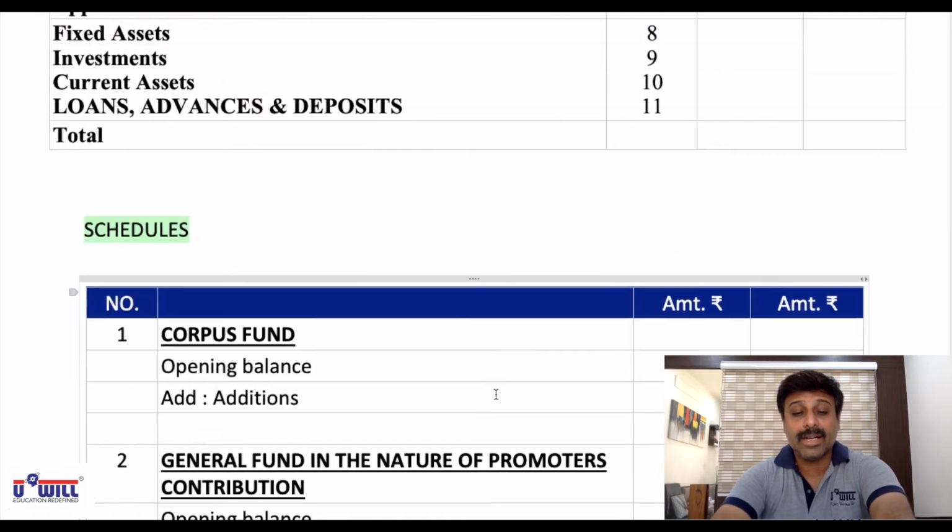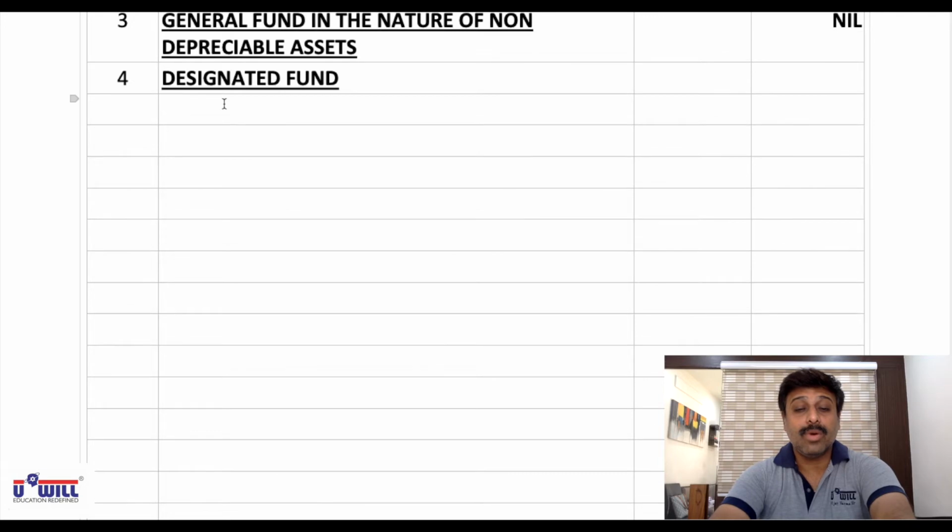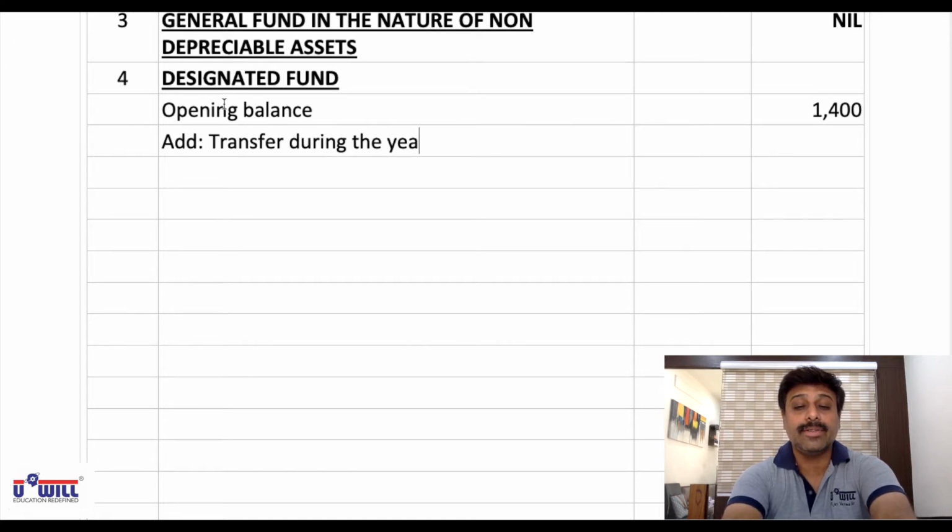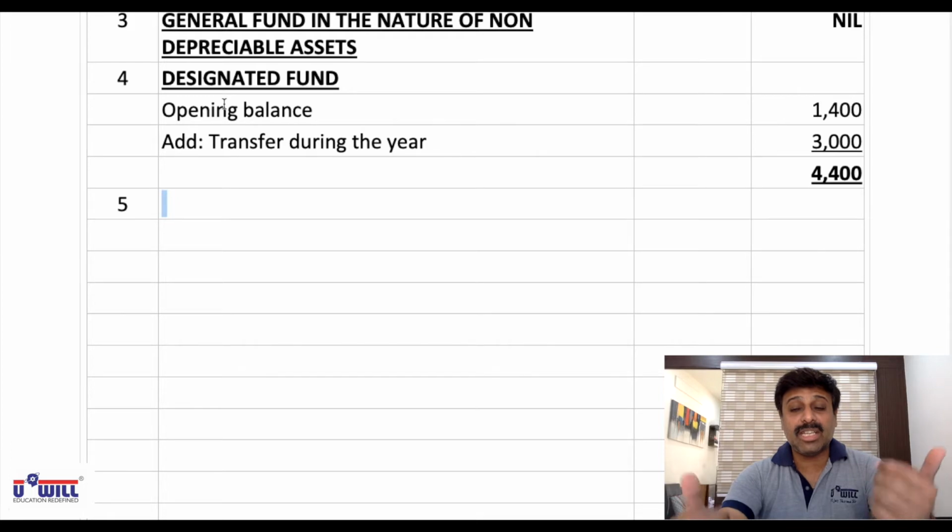Opening balance 1400. Add transfer during the year 3000. So total will become 4400. Normally this transfer is given in percentage in other questions. So this amount also we generally keep it pending in past questions. But here since 3000 is directly given, you can straight away add it, no need to keep it pending. Okay. Then after designated fund we have unrestricted fund.